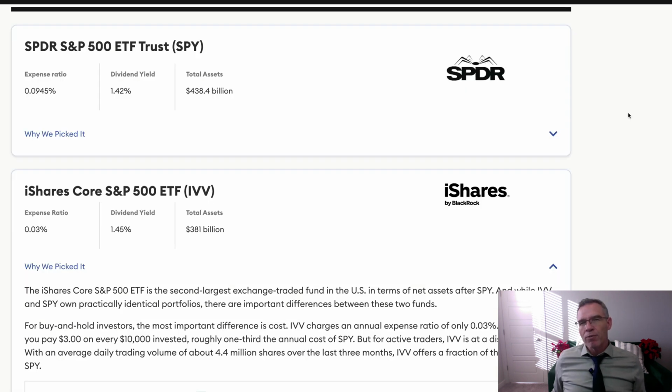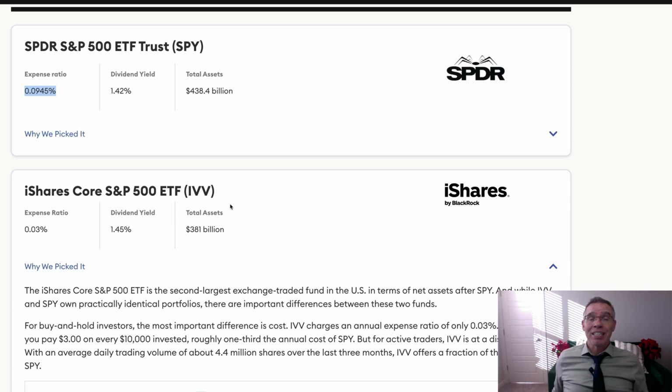When I scroll down here, the fund with the largest total assets is going to be this S&P 500 SPDR ETF Trust, and that goes by the ticker symbol SPY. It has $438 billion in assets, and its expense ratio is 0.0945%. That sounds very reasonable if the upper threshold is 0.5%. But let's just look further into this.